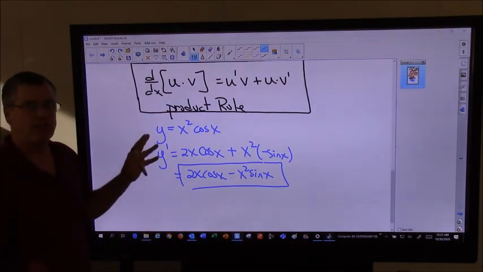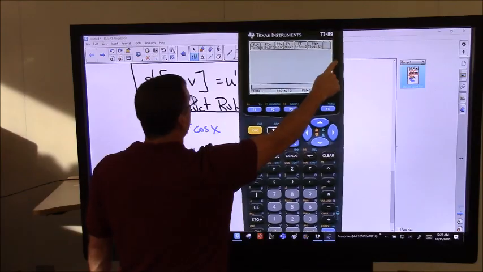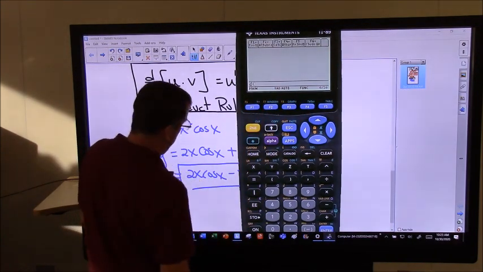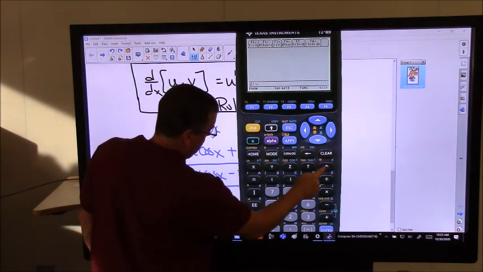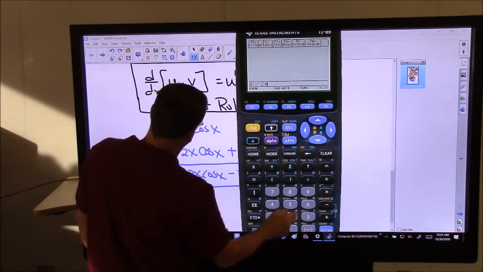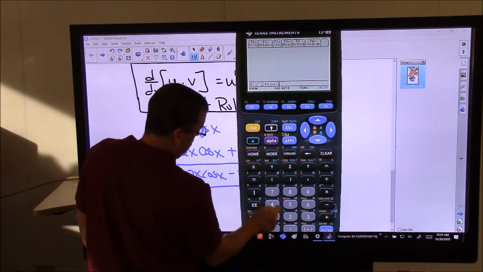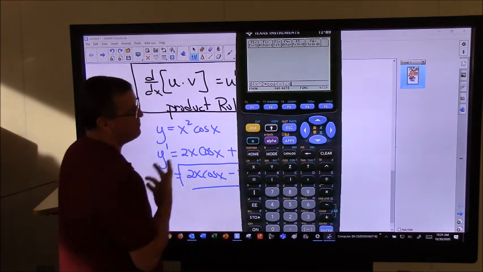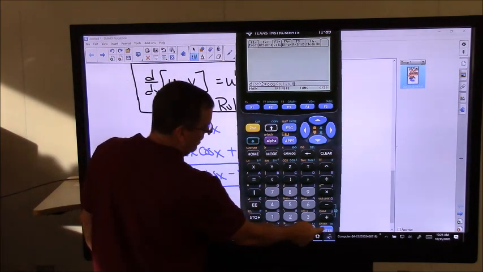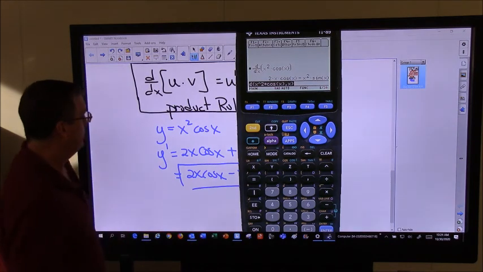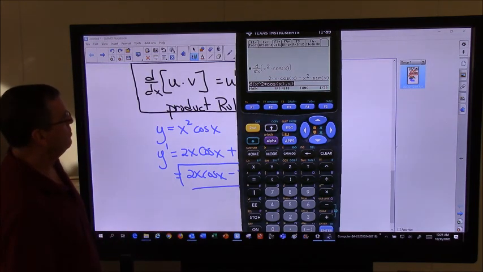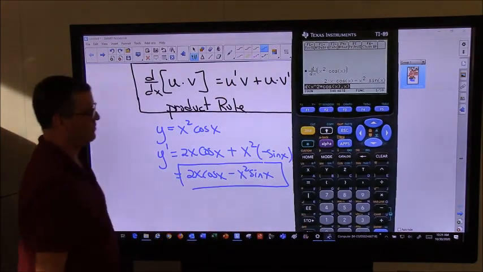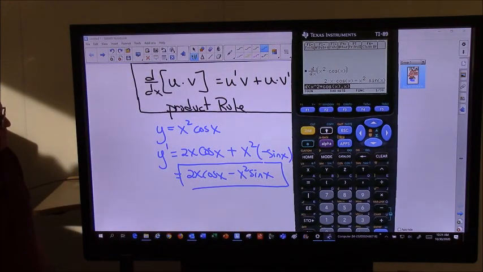All right, so if I want to check this on the calculator, I want the derivative of this function. So second d of x squared times a cosine of x, comma, with respect to x, that's the variable we're using. And so I hit enter, and there it is. 2x cosine x minus x squared sine of x. All right.